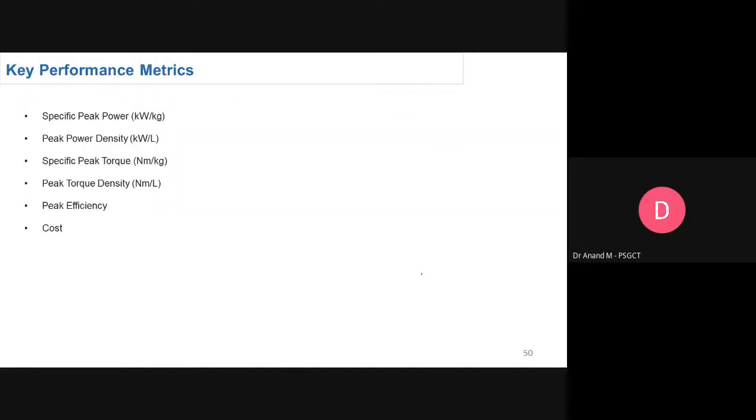So to summarize in a nutshell, I listed only 6 key performance metrics which consolidate the requirement: the specific peak power of the drive system, the peak power density, the specific peak torque, the peak torque density, the efficiency of the motor at the peak load condition, of course, and the last one, the cost.